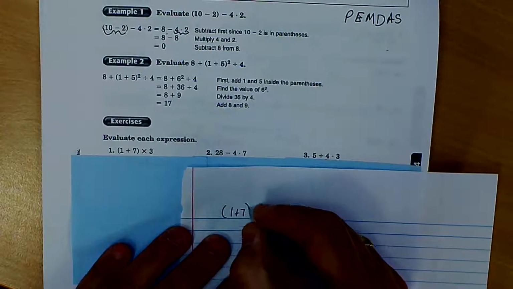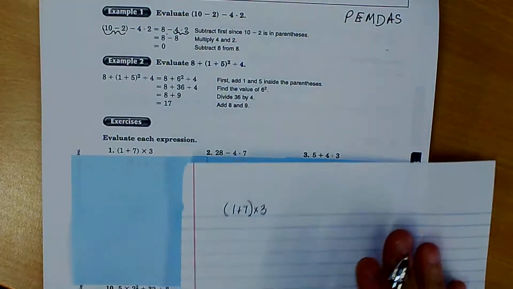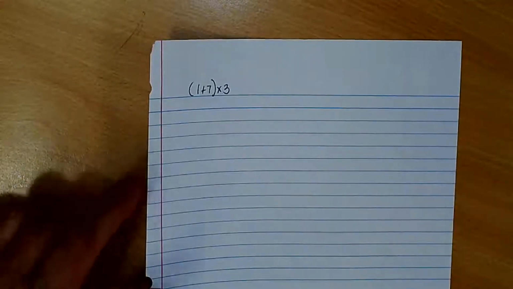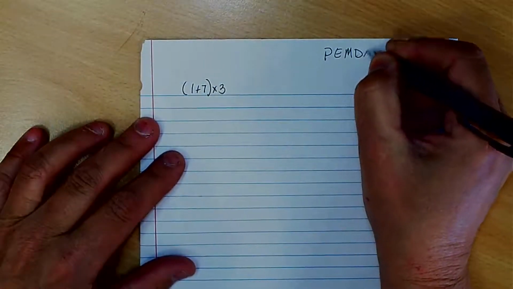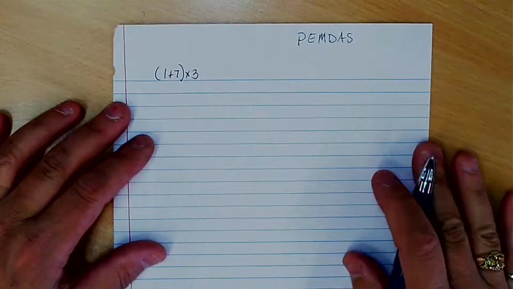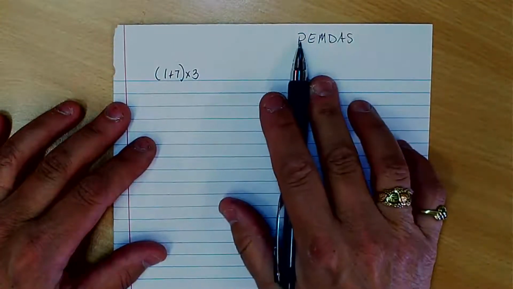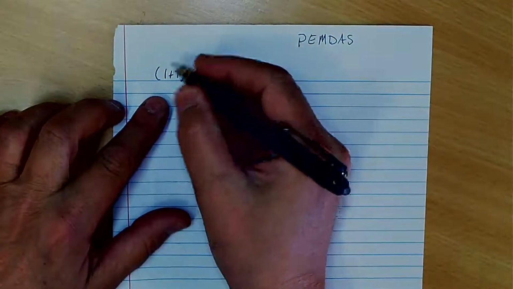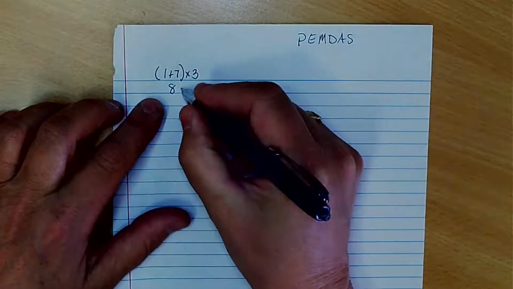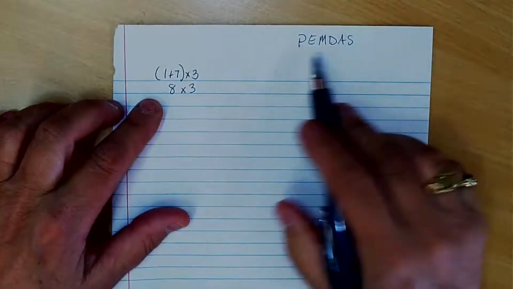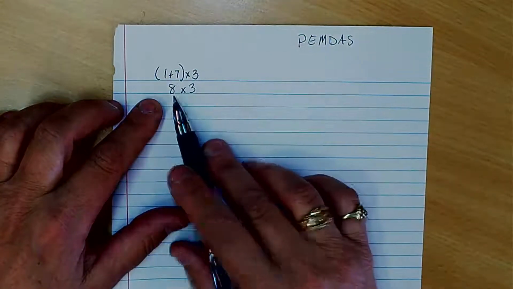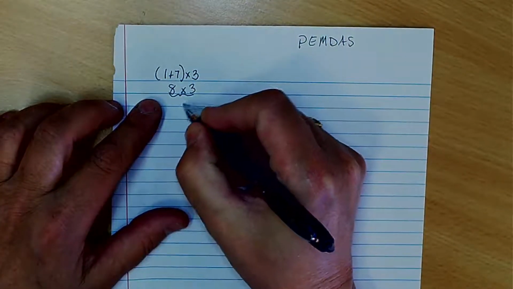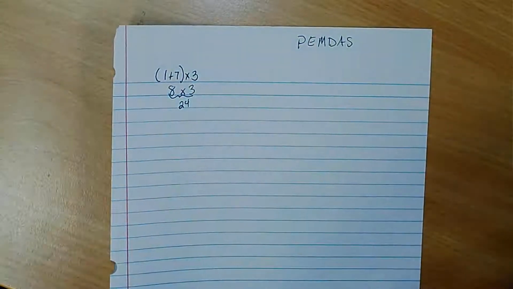1 plus 7 times 3. First thing, if I write that up there, I can remember that. We have to do parentheses. 1 plus 7 is 8. Bring everything down. Exponents, there aren't any. Move on to multiply and divide. Yep, 8 times 3 is 24.